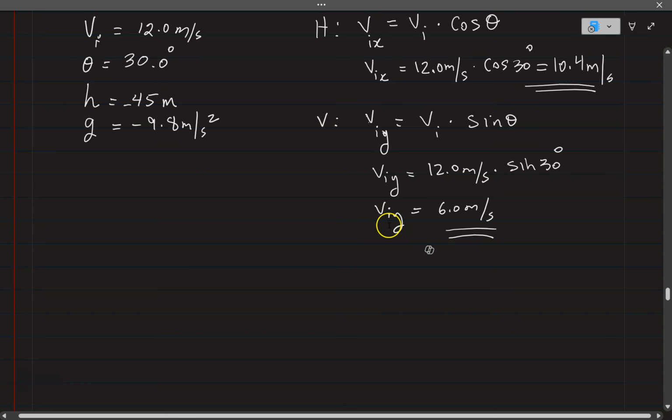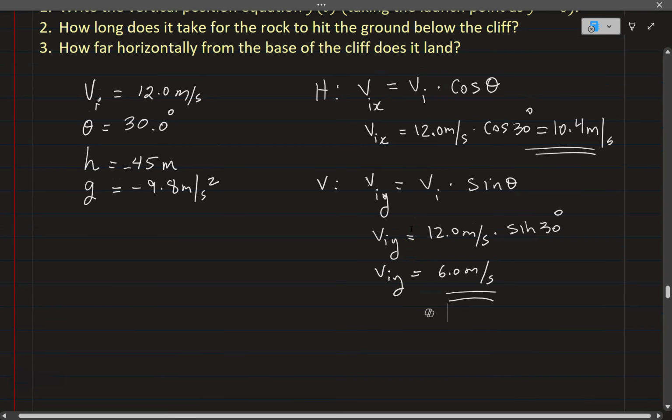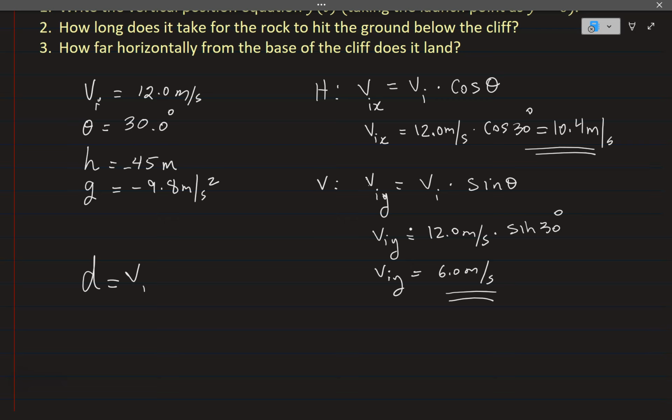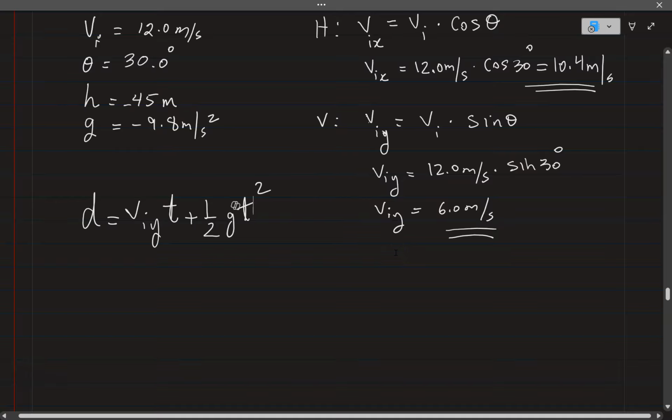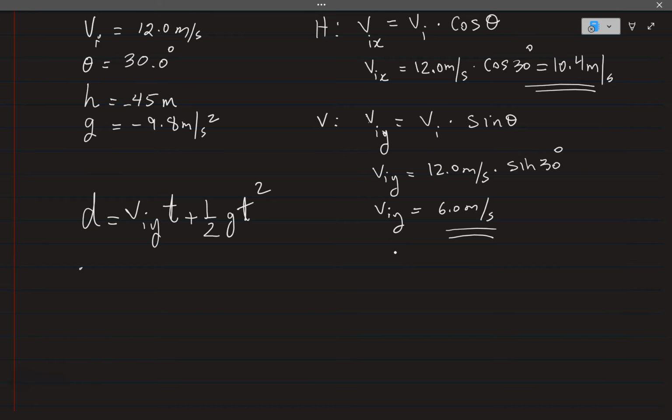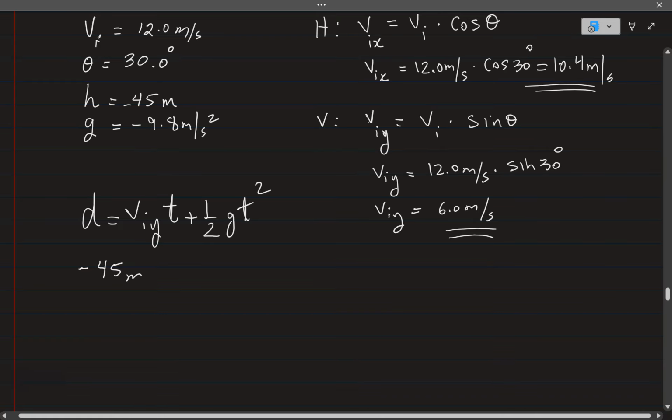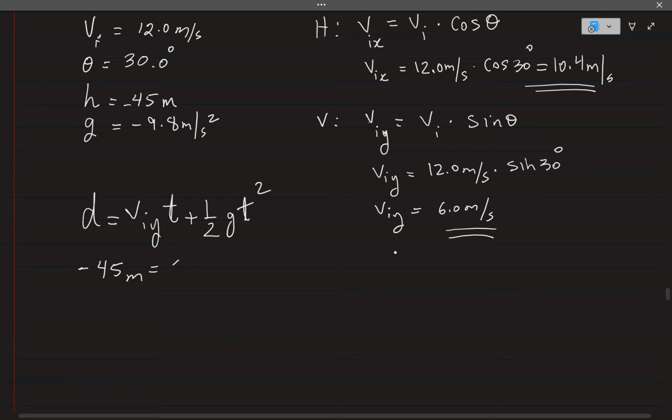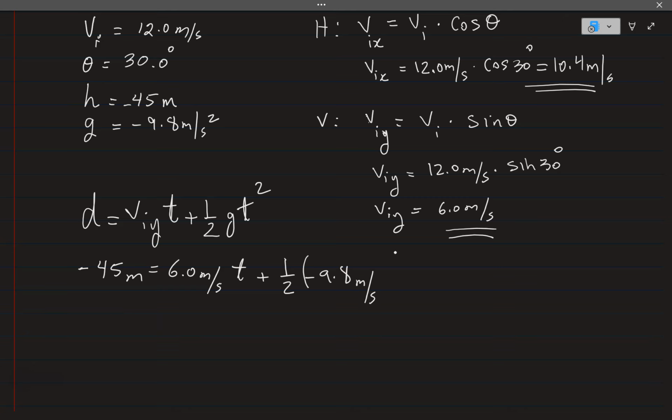We're going to use the Viy for that, and that's very easy. We're just going to use the distance formula given the initial velocity. So this is what we're going to use: Viy t plus 1/2 g t squared. We're going to plug numbers in and get a general equation that looks like this: negative 45 meters equals 6.0 meters per second t plus 1/2 times negative 9.8 meters per second squared times t squared.